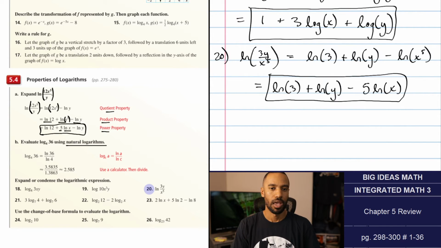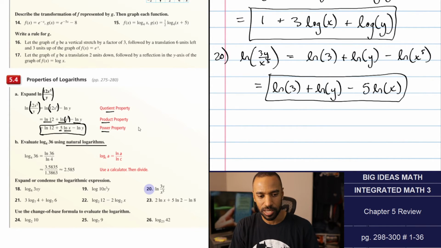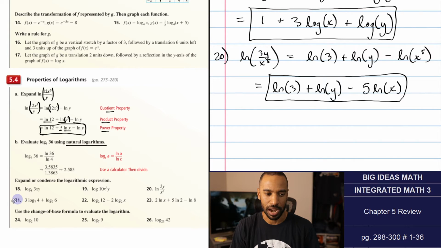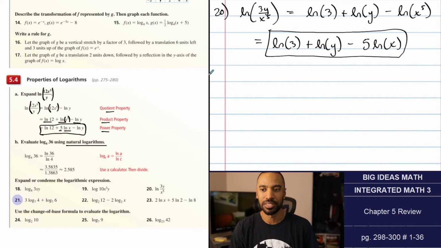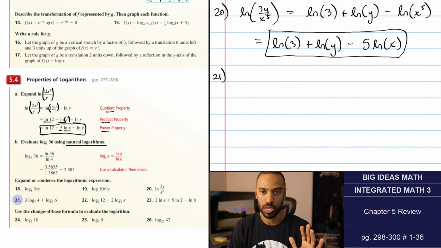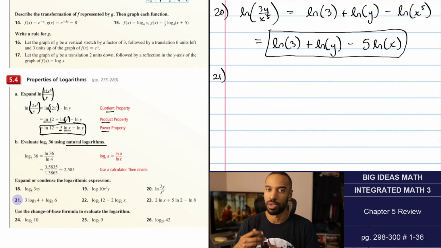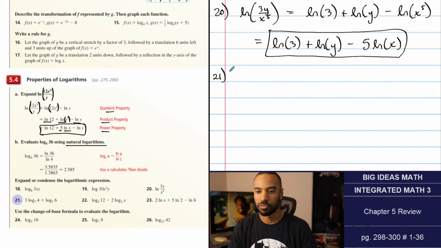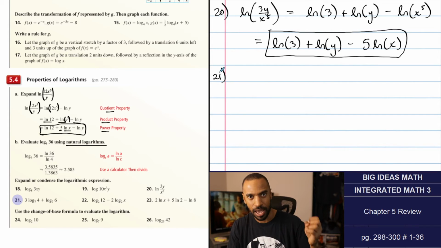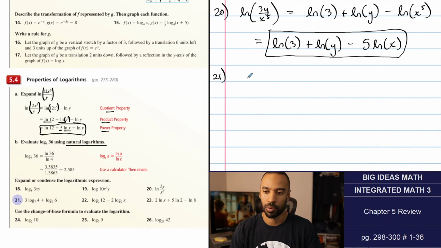All right, the next 3 are condensing. You can see there are multiple logs and everything is pulled out as much as possible. So now we're going to try to bring things in more. Do the opposite of what we did for the 3 properties that you see. Quotient, product, and power property all have: you have the sum of 2 logs, multiply them. You have the difference of 2 logs, divide them. You have something multiplied in front of the log, put it in as an exponent. That's the kind of thing we're going to do here.